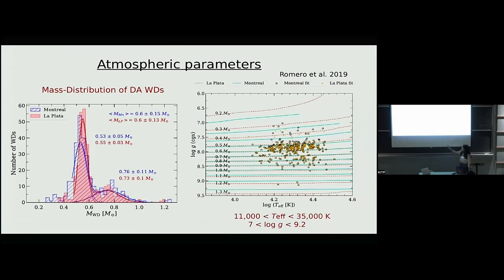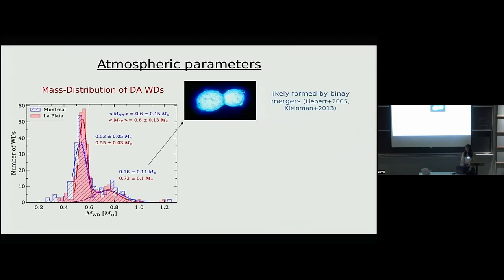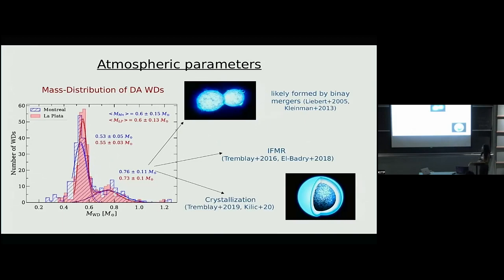Here you see that overall the mean mass is 0.6 solar mass. However, the main peak of the mass is at around 0.53 solar mass. And we also notice a broad secondary peak, which comes at around 0.76 solar mass. Now, this secondary peak, we know from earlier studies, they say it can be coming from binary mergers, or due to a different assumption of the initial final mass relation, where they found that there is a flattening at around 3 to 5 progenitor stellar mass. And it can also be due to crystallization.